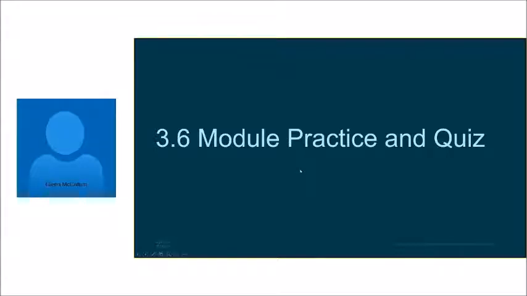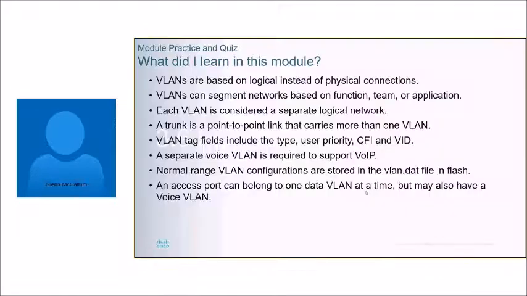Okay, so module practice and quiz. All right, so we've hit the end. So VLANs are based on logical instead of physical connections. VLANs can segment networks based on function, team, or application. Each VLAN is considered a separate logical network. A trunk is a point-to-point link that carries more than one VLAN. VLAN tag fields include type, user priority, CFI, and VLAN ID. A separate voice VLAN is required to support VoIP. It's not required, but certainly is a good idea if you've got a VoIP phone.